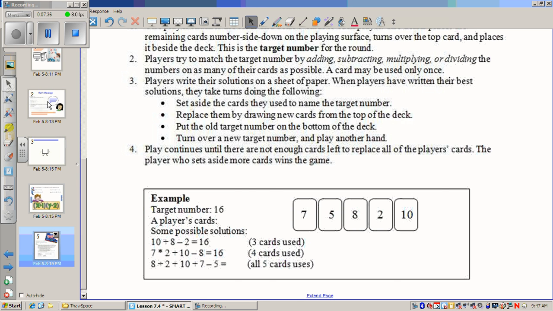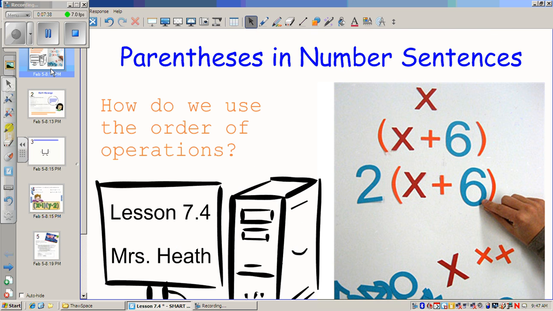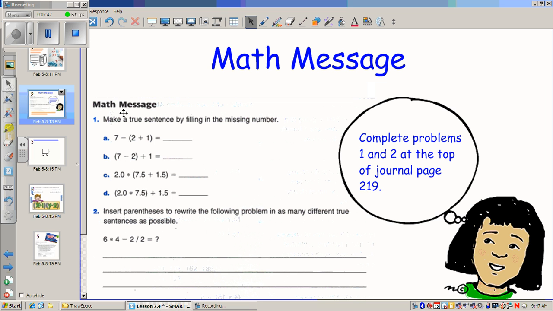Let's go back to our objective and see how we did. So it says parentheses and number sentences. How do we use the order of operations? Please excuse my dear Aunt Sally. It says make a true sentence by filling in the missing number. Now I did these with you. I did the first 2. Please finish C, D, and then number 2 for homework.